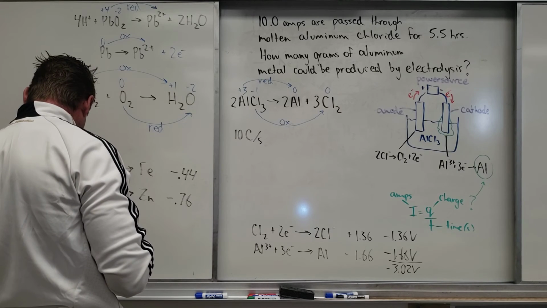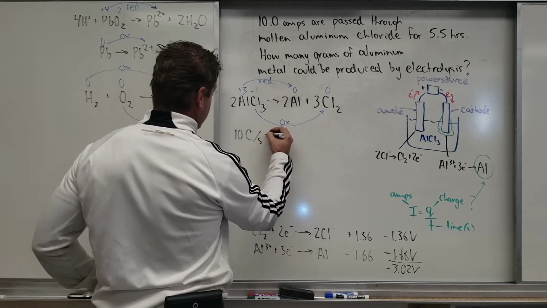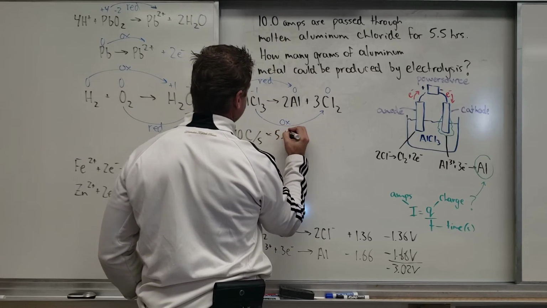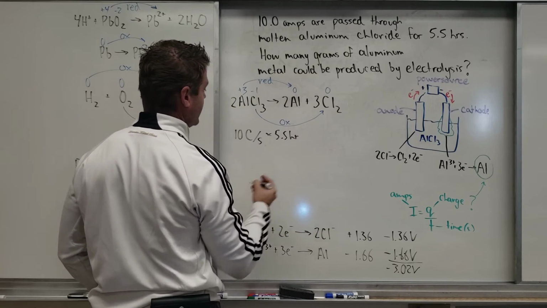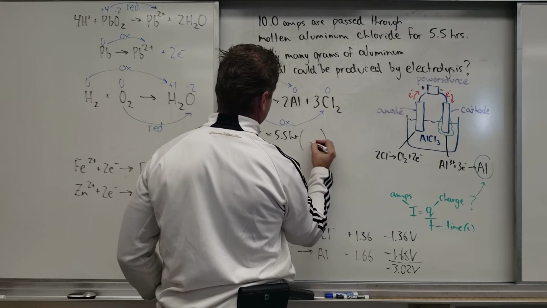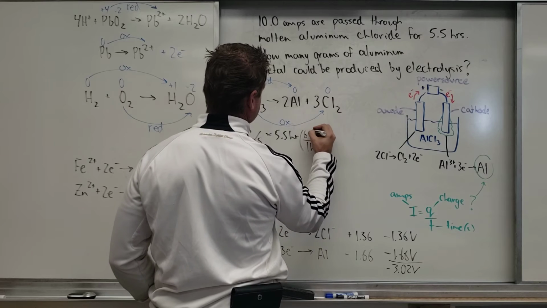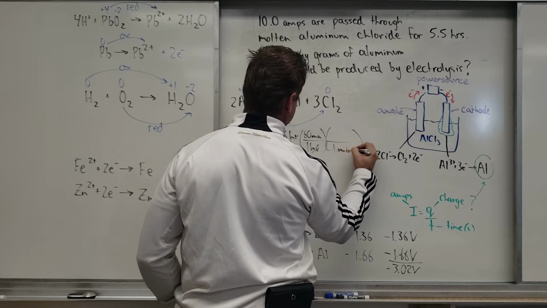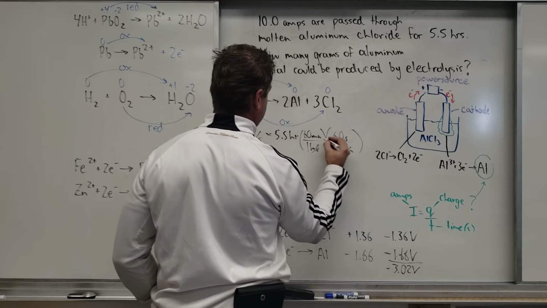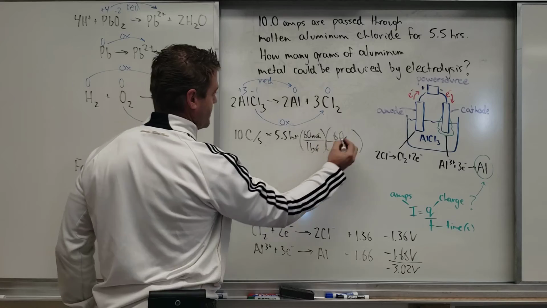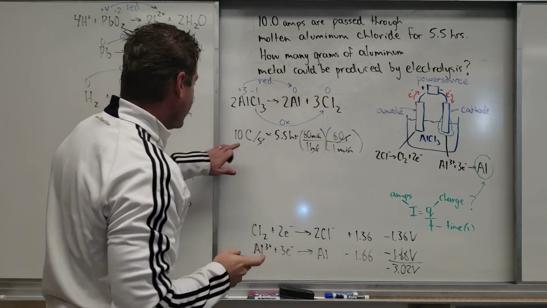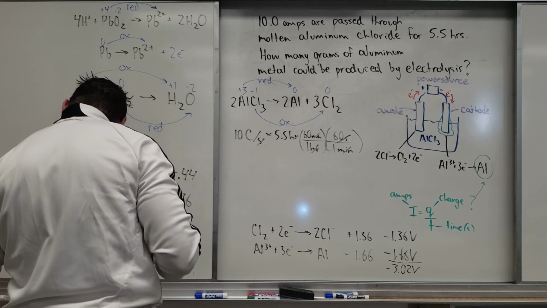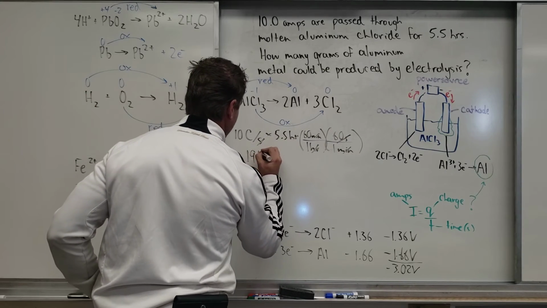Let's go, so it's times, okay, so we got 10 coulombs per second, that's what the 10 amps is, for 5.5 hours. But obviously, we want to do some conversion here. So I got 1 hour is 60 minutes, hours cancel, and 1 minute is 60 seconds. You guys see what we're going to do? And look, second on top, second on bottom is going to cancel, and ultimately I'm going to get how many coulombs. So I'm going to go 10 times 5.5 times 60 times 60, and what do I get? I get 198,000 coulombs.